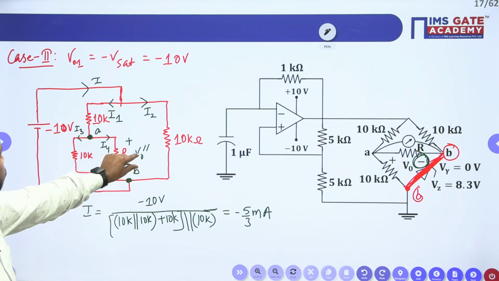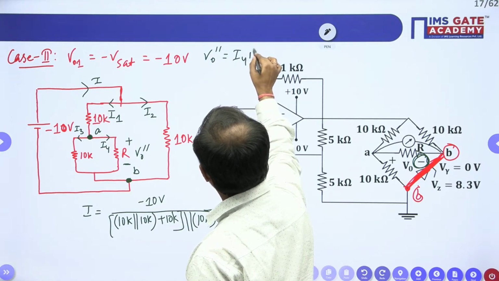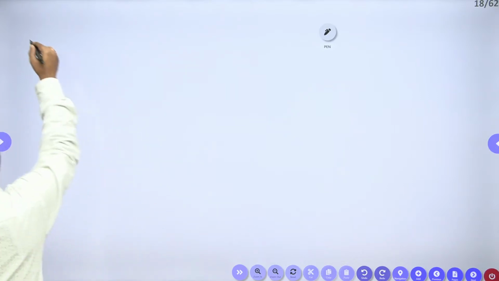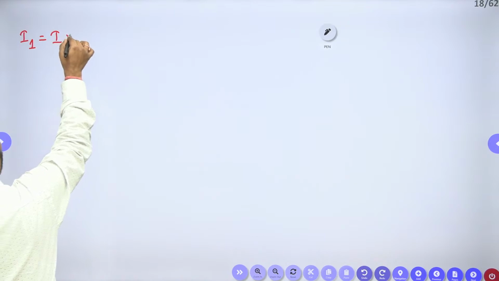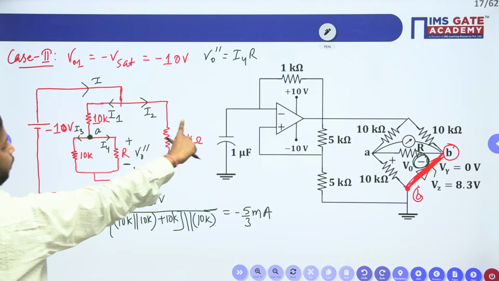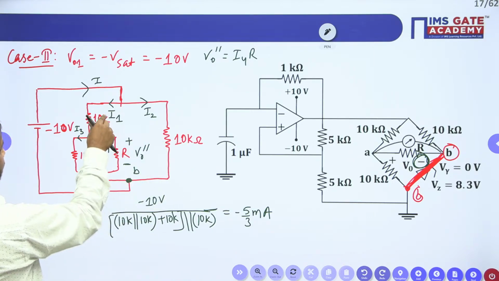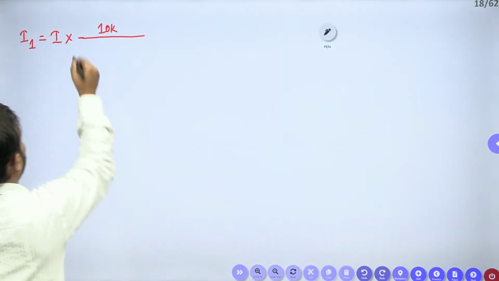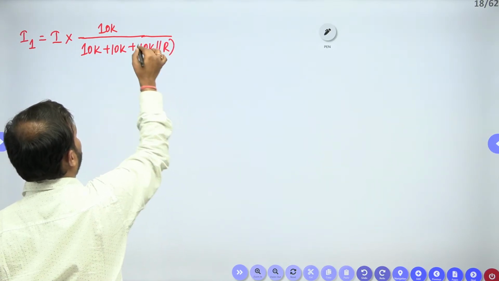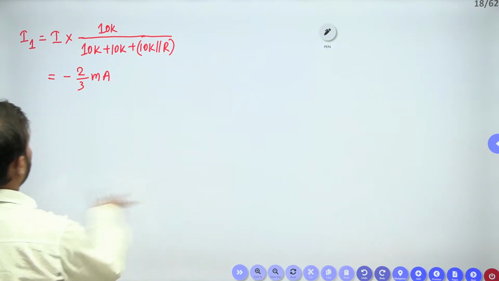I need to find this V naught double dash. V naught double dash will be equal to I4 into R. So I need to find the I4 value. For that, I require I1. So how to find I1 here? I1 will be total current into opposite resistance, which is 10K, over the sum of the resistance. So 10K plus 10K plus 10K parallel with R. R is 10K. When you solve this, you will get the value. Let me write it directly. Minus 2/3 milliampere. Done.